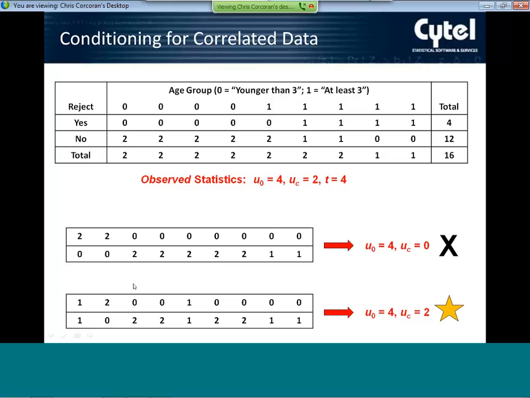So in other words, we take all the tables in this reference set, we arrange them according to these statistics, and then we compute a tail probability just as we did with the tea-tasting experiment. So in other words, the p-value is going to be the sum of the probabilities of all tables in this reference set that give us a value of t that's greater than or equal to 4. So in other words, the bottom line here is that we've been able to derive a rationale for computing exact tests, exact p-values for tables that have correlated data.